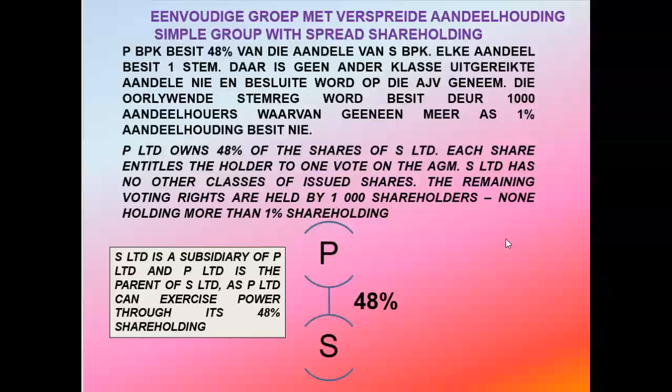So what does that effectively mean? When there's an AGM and we have to vote on decisions, P can, with 48%, have an impact on the decision making. So he's going to exercise 48% of the votes. No other shareholder can exercise more than 1% of the votes. So clearly, P is the one who's going to make up the mind what is going to happen with those decisions that S needs to take. So clearly, P controls S. It doesn't have a majority of shares, but it controls the decision-making process which happens in S. And therefore, it has power over S, and therefore S is a subsidiary company of P.